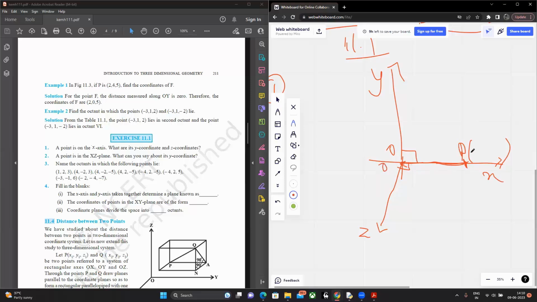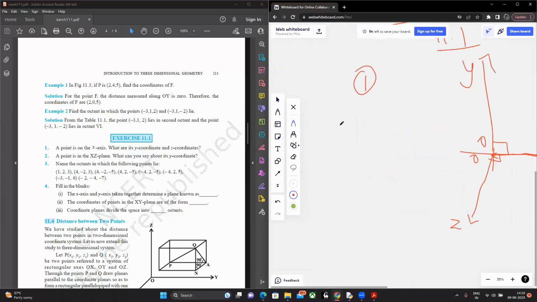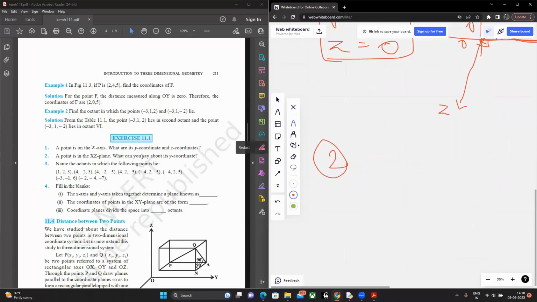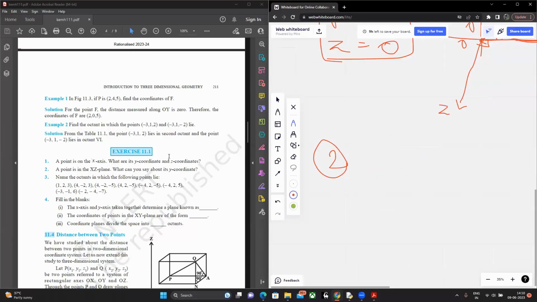So basically, the coordinates of this foot of the perpendicular is going to be 0. Same for y, right? So this point P on the x-axis is going to be written as a, 0, 0, right? Therefore, the y coordinate is 0, z coordinate is 0, right? That is the required answer, right? You can basically think on it for a little while, and a point on z axis is going to have y and x coordinates 0.